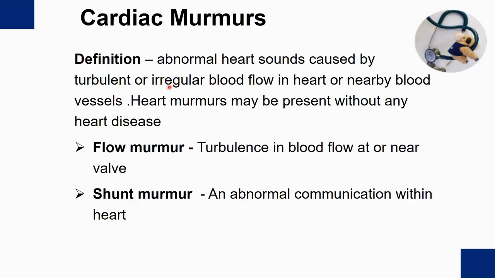The definition of cardiac murmur is an abnormal heart sound caused by turbulent or irregular blood flow in the heart or nearby blood vessels. Heart murmurs may be present without any heart disease. The murmur can be a flow murmur when the turbulence in the blood flow is at or near the valve. Then these are called flow murmurs. And there is another murmur known as shunt murmur. These are abnormal murmurs heard through an abnormal communication within the heart, like in VSD, septal defects.